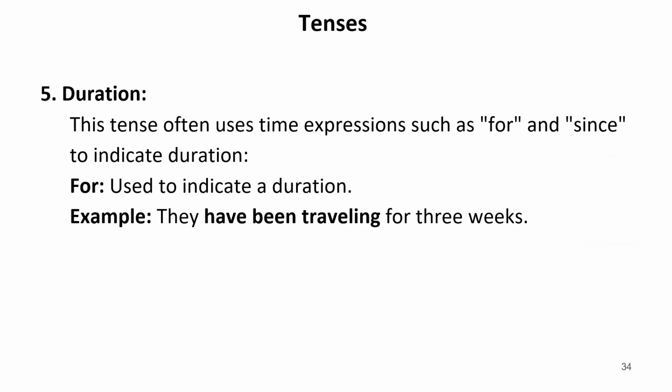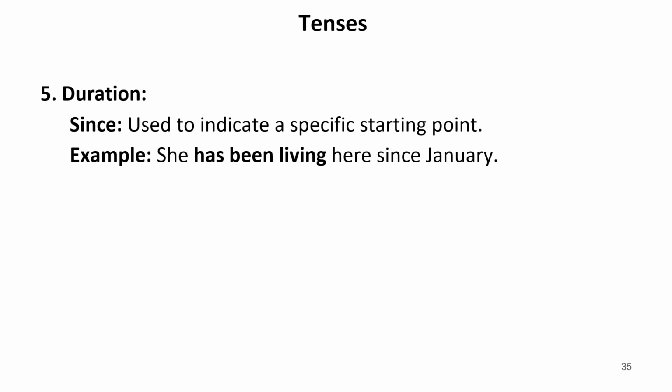The tense often uses time expressions such as for or since. We know well, they have been traveling for 3 weeks. She has been living here since January. So this we have already learned. When the time is countable, we use for, that has units. And when the time is uncountable, we use since. Thank you very much.